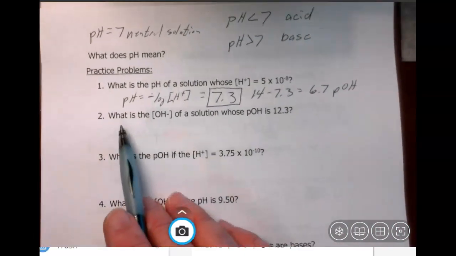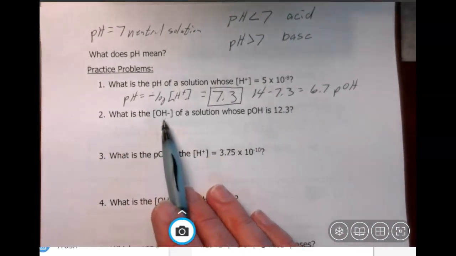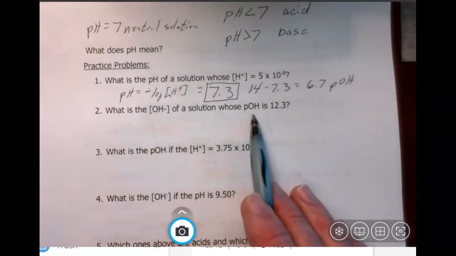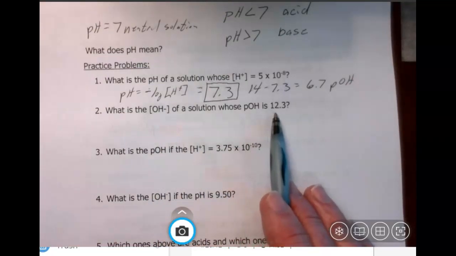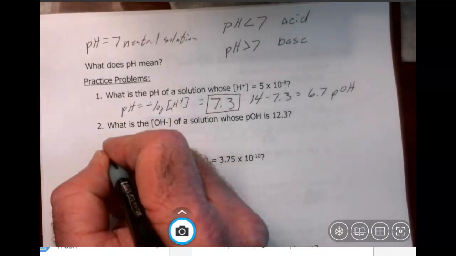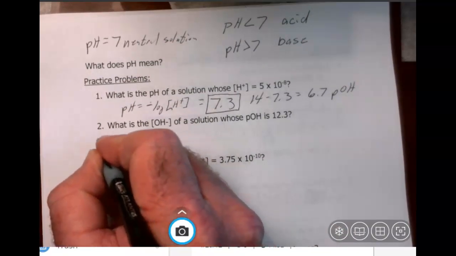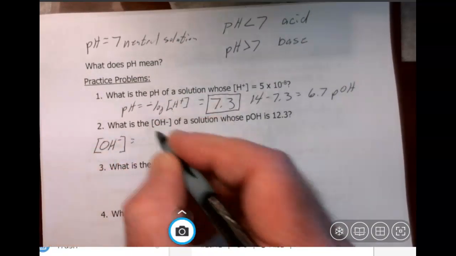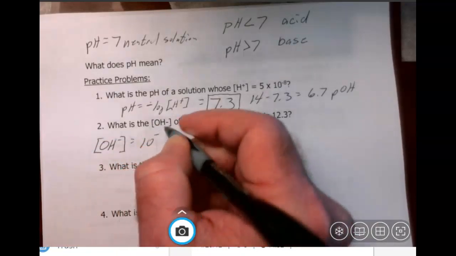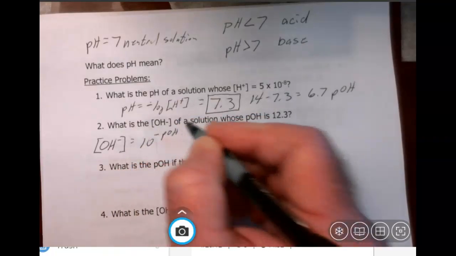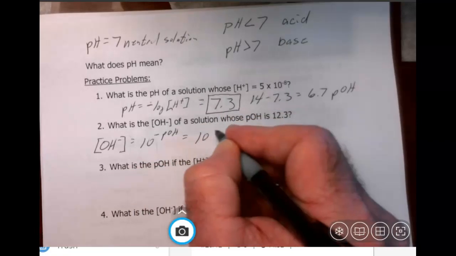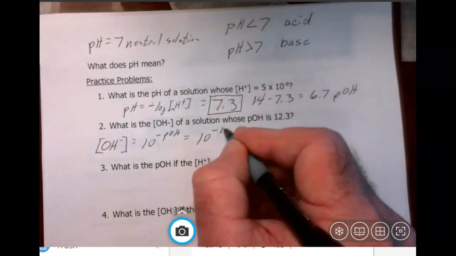Okay, now our next problem is, what is the hydroxide ion concentration of a solution whose pOH is equal to 12.3? Well, from that formula from the other page, the hydroxide ion concentration is equal to 10 to the minus pOH. So that would be 10 to the minus 12.3.